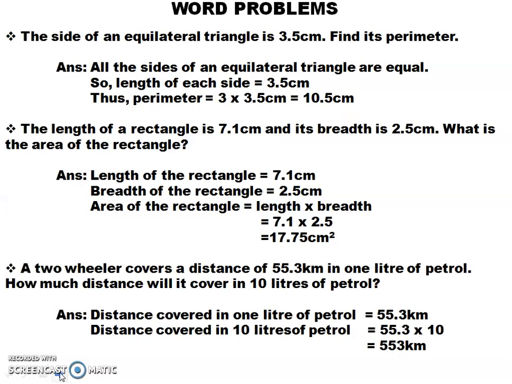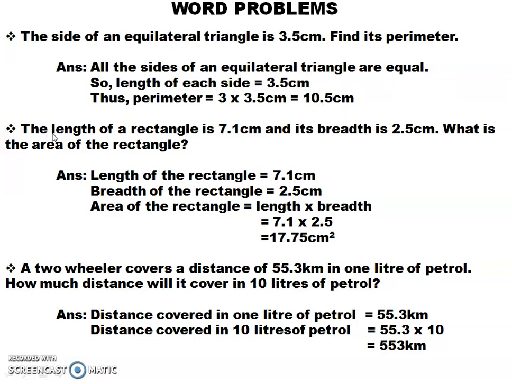Next you have word problems. The side of an equilateral triangle is 3.5 cm. Find its perimeter. What is an equilateral triangle? If all the sides of a triangle are equal, we say it is an equilateral triangle. So how will you find the perimeter? You will find the perimeter as 3 into 3.5. This is which topic? Multiplication of a decimal number by a whole number. So 3 into 3.5 will get the answer as 10.5 centimeter.